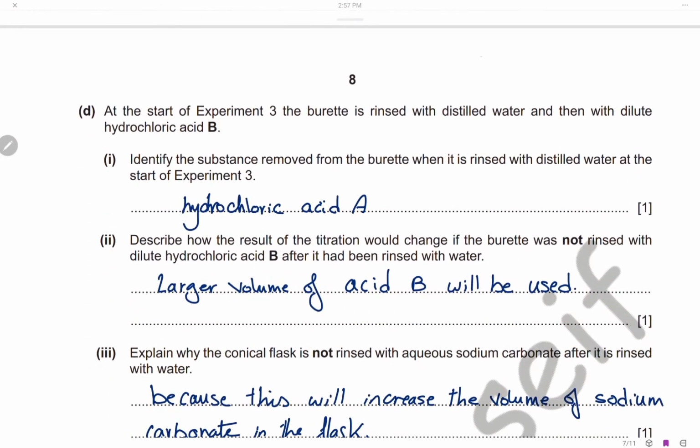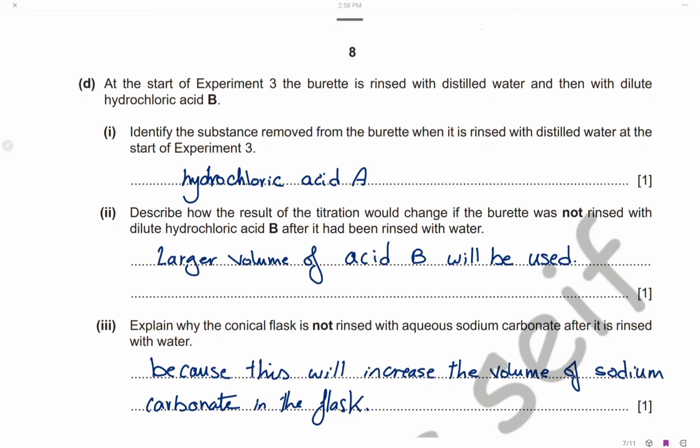Then we'll go to question D. At the start of experiment 3, the burette is rinsed with distilled water and then with dilute hydrochloric acid B. Identify the substance that is removed from the burette when it is rinsed with distilled water at the start of experiment 3. The burette contains hydrochloric acid A from experiment 1 and experiment 2. So by rinsing with water, we will remove hydrochloric acid A from the previous experiments.